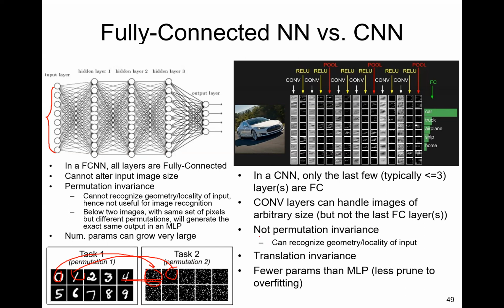And importantly, it's not permutation invariant. That is, it can recognize the 0, 1, 2, the digits on the left, but not the random pixels on the right. And that's a good thing. So it can recognize a geometry locality of input.